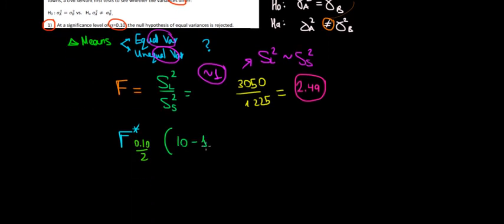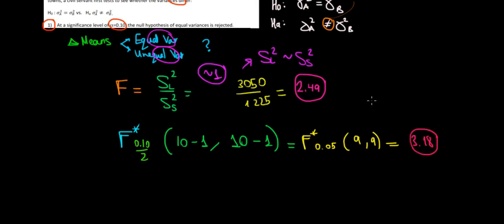So it's 10 minus 1 in the numerator. And the same logic goes for the denominator. The number of observations in the group with a smaller variance, they also have 10 observations minus 1. So it's going to be the F critical value with a 5% significance level, with degrees of freedom 9 and 9. And we look for it in the table, and that's going to be equal to 3.18. And with these two numbers in mind, we're going to see the relationship between them.